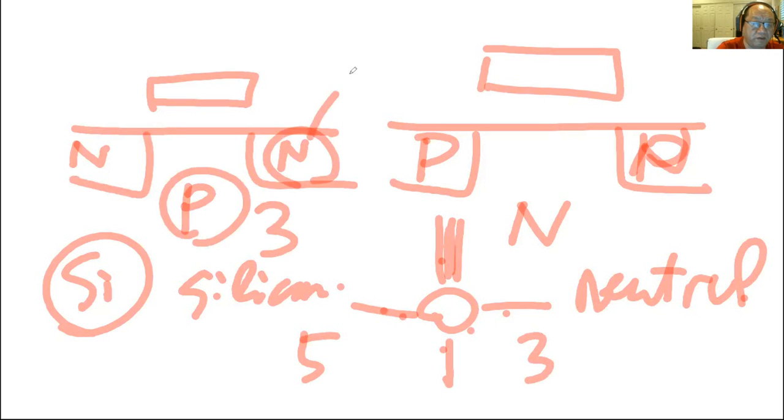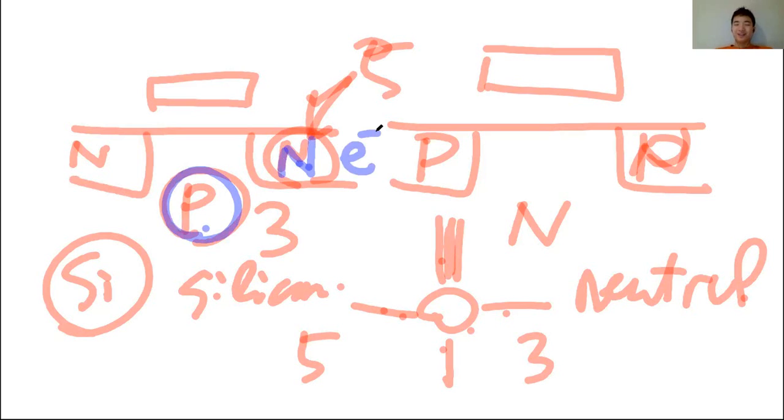P is group 3 and N is actually group 5. Oh wait, so is that like nitrogen and phosphorus? No, not exactly. This one can be phosphorus, yes, but this one is actually not nitrogen. It's just for N, the name. It's positive and negative. Oh wait, okay. Yeah, so this one will have more electrons. This one will have more holes.